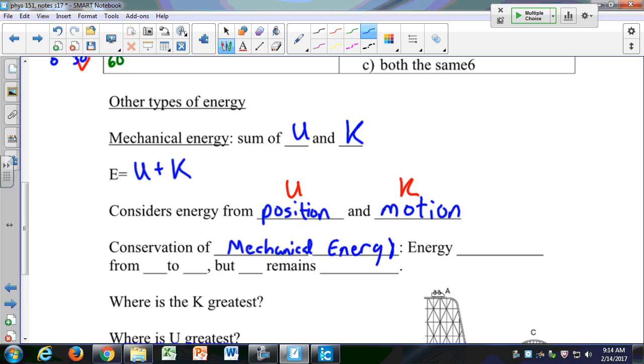And that says that energy transforms from U to K or vice versa. It transforms back and forth, but the total amount of energy remains the same.